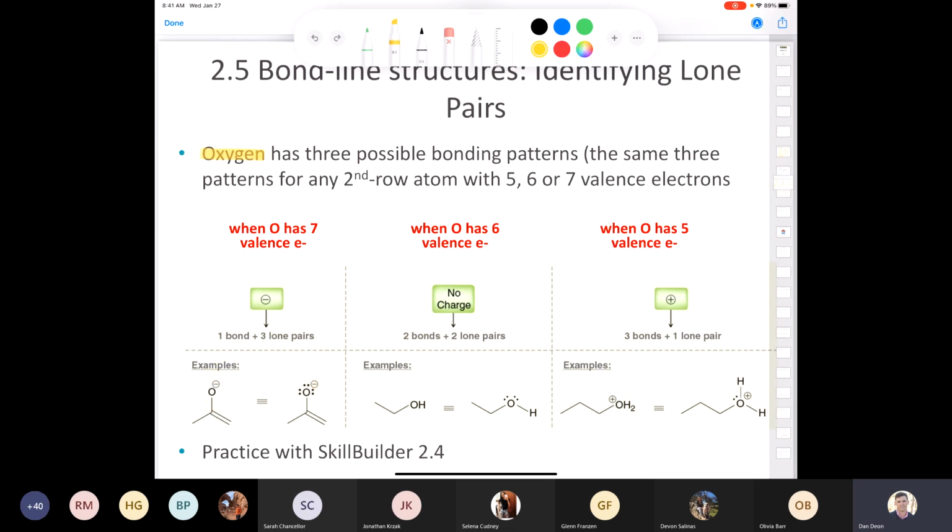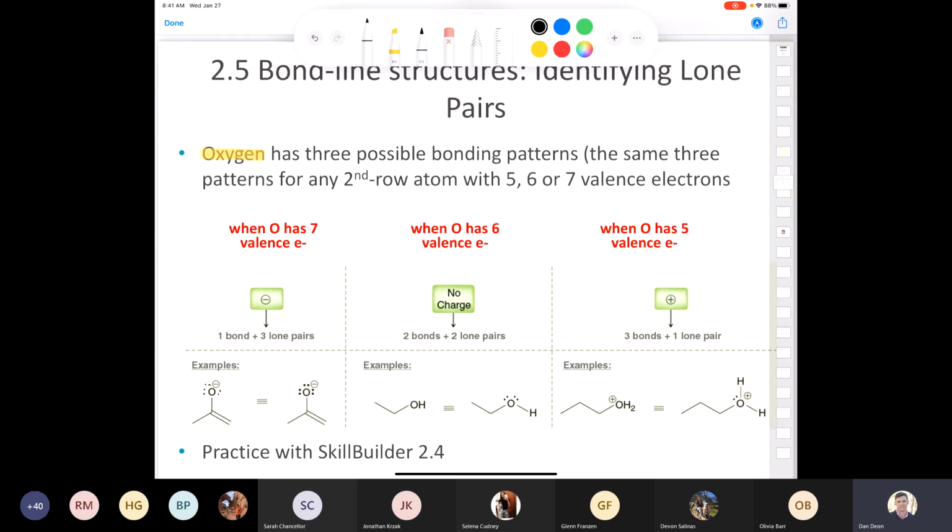Now I have a saying, which is friends don't let friends leave lone pairs out, and that's something that we might do, and I really try not to do it, okay, because I'm a teacher. But it's something that you will see throughout the book. Sometimes they leave lone pairs out, and they'll be implied.